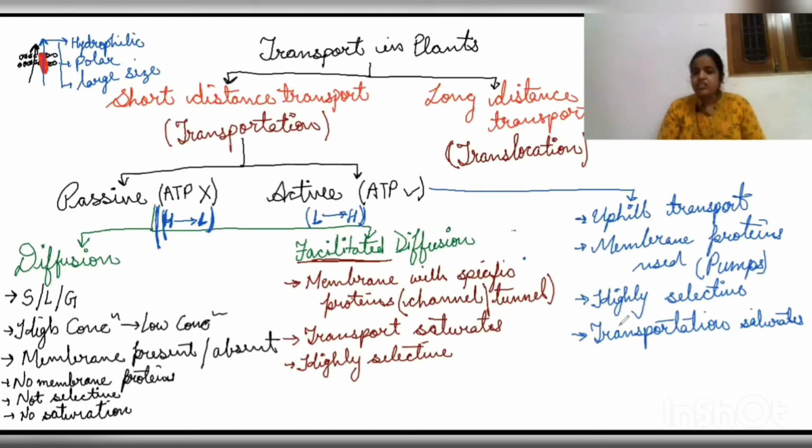Next is passive salt uptake, meaning when the roots are absorbing salts without any use of energy. The ions are taken up with the help of diffusion. Next is translocation of food materials also. Food material is translocated over short distances by diffusion.